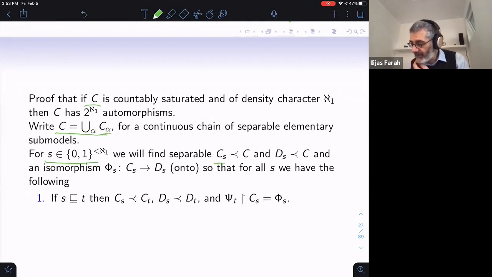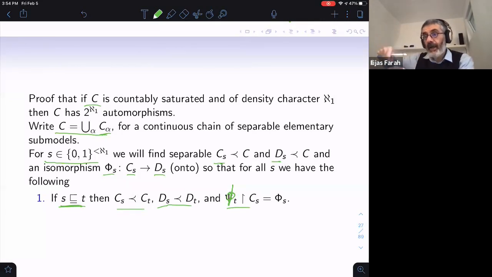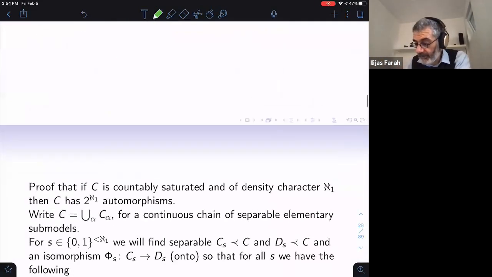So CS is one of these guys. And DS, it's another one of these. Actually, DS is maybe not. CS is one of these, DS is something, we don't know. And an isomorphism phi S, which sends CS to DS, which is onto. And we want those isomorphisms to have some extra properties. This symbol here means that T extends S as a function. Then CS is an elementary submodel of CT, DS is an elementary submodel of DT, and moreover, phi T extends phi S. Right? So along each branch, we are just doing something coherent.